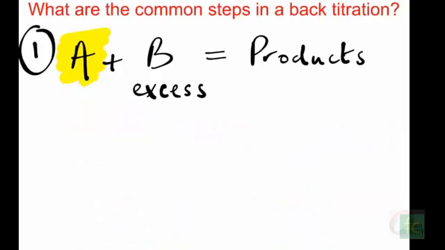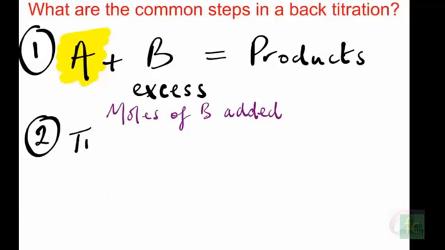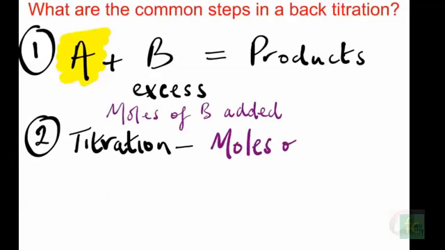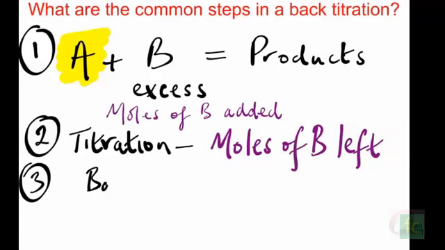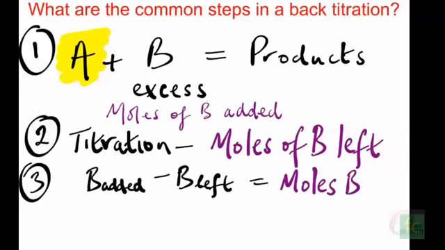Back then to the separate steps of a back titration. In step 1, you add a so-called known excess of chemical B to make sure that all of A reacts, and you work out how many moles of B you've added simply from the volume and concentration that you've added. In step 2, you carry out a back titration, an acid-alkali or acid-base titration, to determine how many moles of B is left over. In step 3 then, a subtraction.